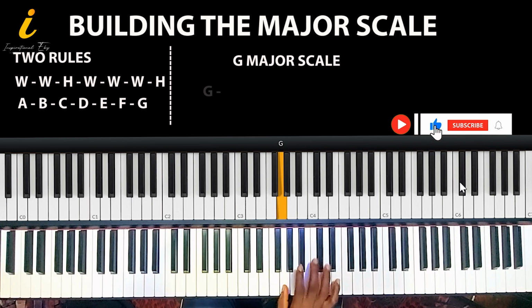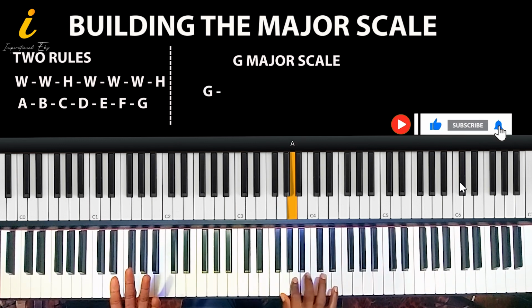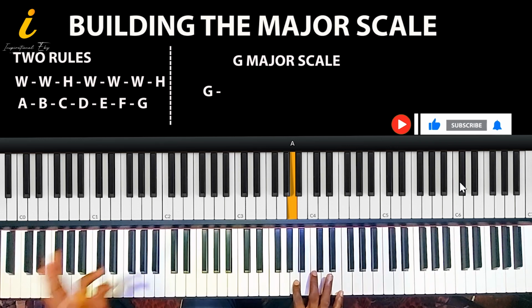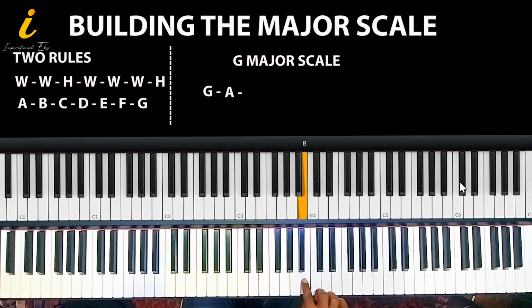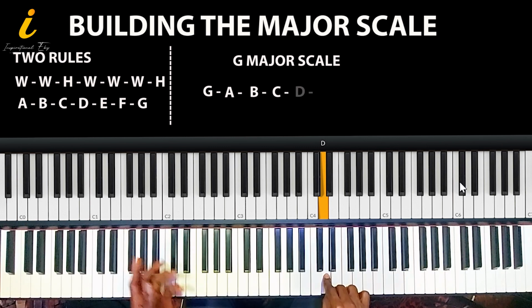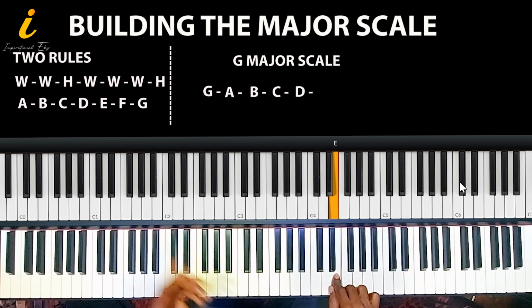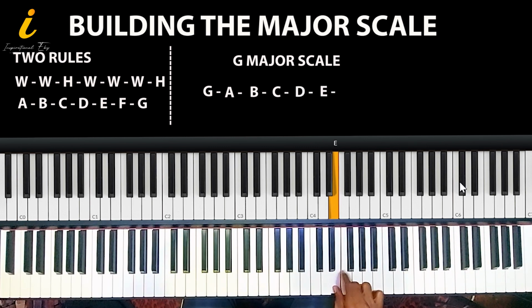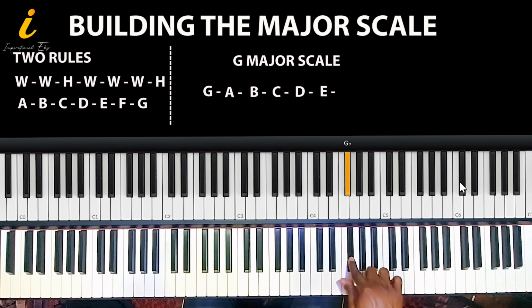So we have G, first interval, a whole step. After G, we have A. Next interval, a whole step. After A, we have B. Next interval is a half step. The very next, and after B is C. The next interval, a whole step. After C is D. Next interval, a whole step. After D is E. Next interval is a whole step, right? And after E, so this is a whole step.